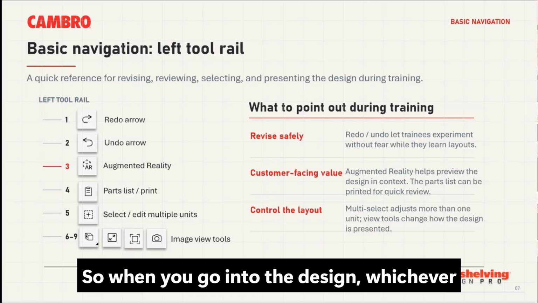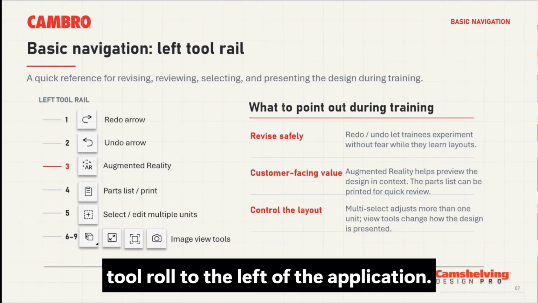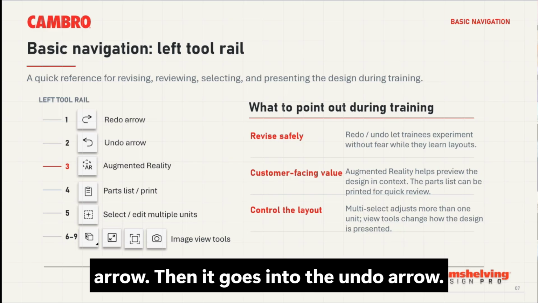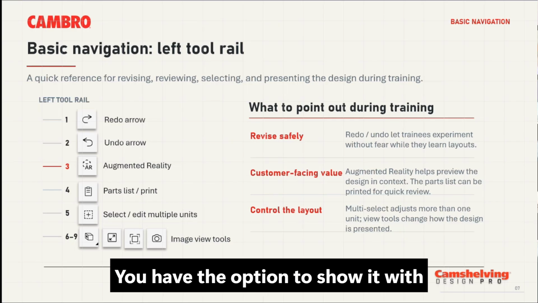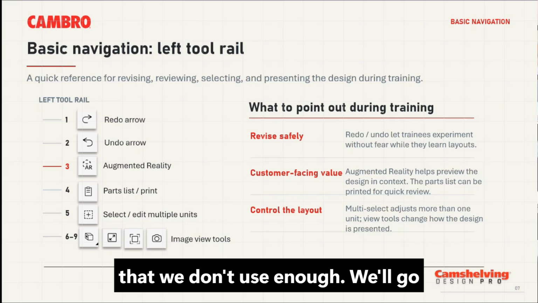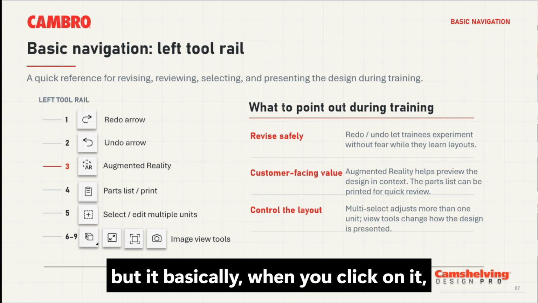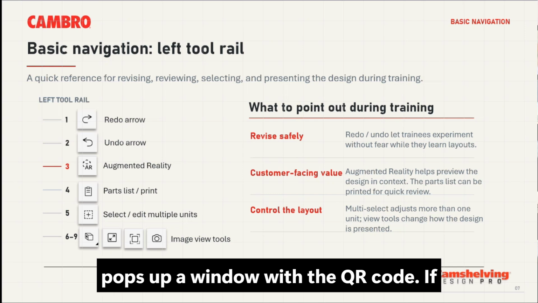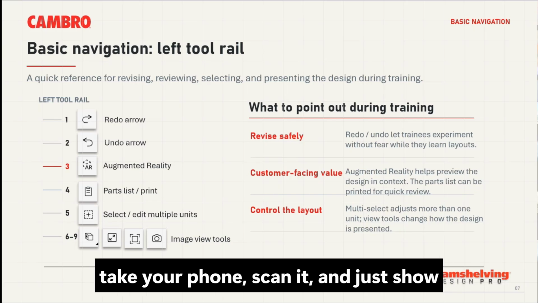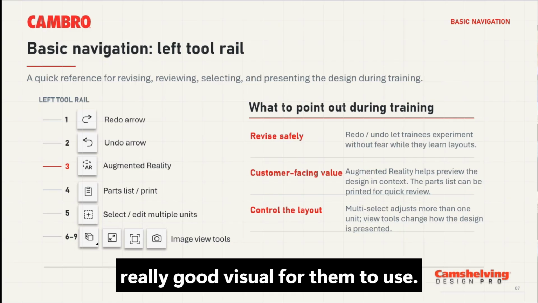So when you go into the design, whichever one you select, you're going to have a tool rail to the left of the application. The first one, just going from top to bottom, is a redo arrow. Then it goes into the undo arrow. You have the option to show it with AR, which I think is an excellent tool that we don't use enough. We'll go through that when we do the live demo, but when you click on it, it pops up a window with the QR code. If you're showing someone the AR through maybe your laptop or even a tablet, you take your phone, scan it, and just show them how to use it. I think that's a really good visual for them to use.